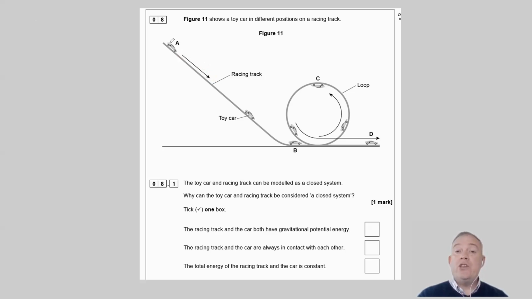Okay, so the energy we have at the top of the ramp must equal the energy right at the bottom. In other words, the total energy of the racing track and the car is constant. Okay, there's no change in energy from the top of the track to the energy that the car has at the bottom. And that's the answer to that one. And that's really, really going to be important when we look at the next part of this question, that closed system. So let's have a look.